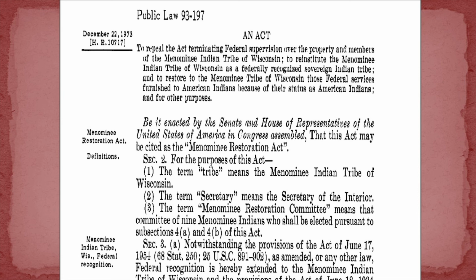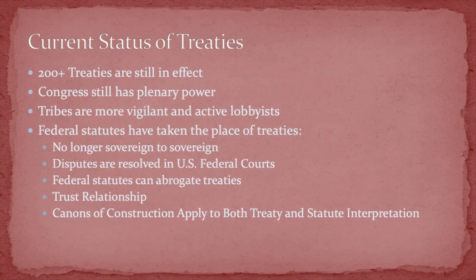Here's 1973. This is the Reinstatement Act. This act is repealing the Termination Act for the Menominee. And this came in 1973. And you see the Menominee Restoration Act, and very clearly Menominee Indian Tribe and federal recognition. So now this is a prime example of what plenary power is and why it's important, how it's impacted the evolution of treaties through time into their current structure.